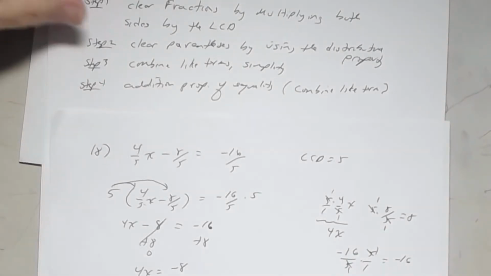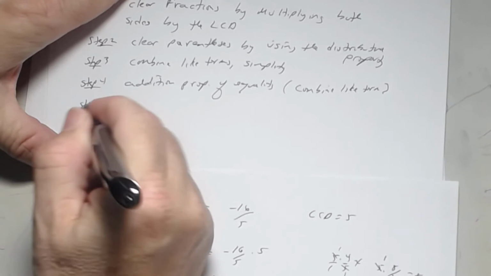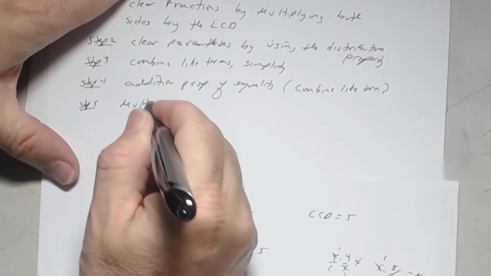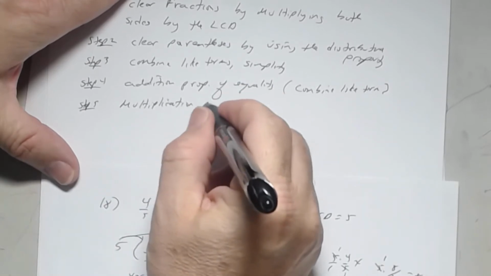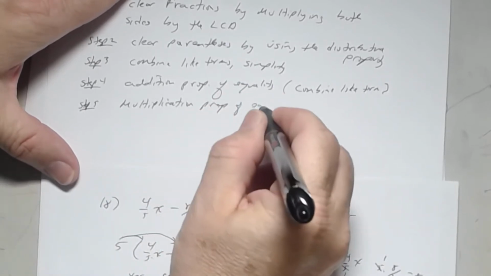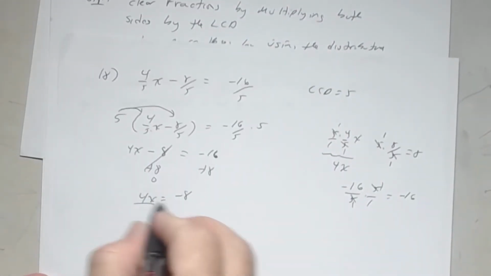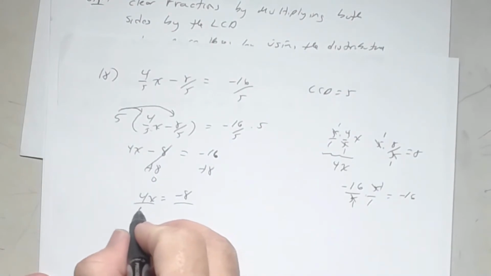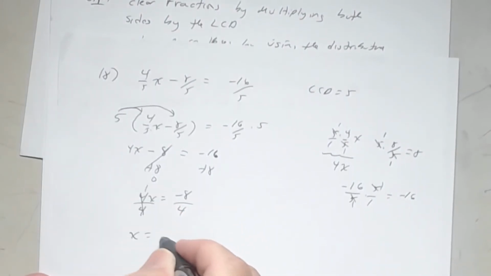And then finally, what's the next step? Multiplication property of equality. What do I need to show, though? Say divide by. What am I dividing by? 4. 4 divided by 4 is 1. So what's x equal to? Negative 2. So x is negative 2.